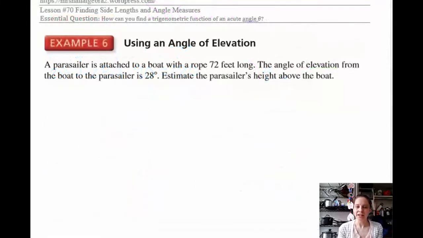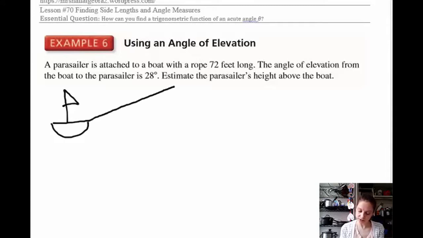Example 6, using an angle of elevation. A parasailer is attached to a boat with a rope 72 feet long. The angle of elevation from the boat to the parasailer is 28 degrees. Estimate the parasailer's height above the boat. Helps me to draw a diagram. So we have a boat, and a parasailer is attached to a boat with a rope 72 feet long.